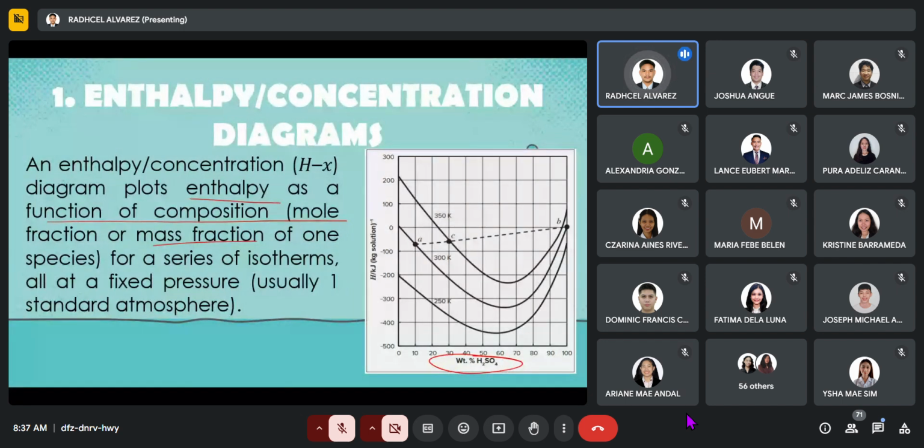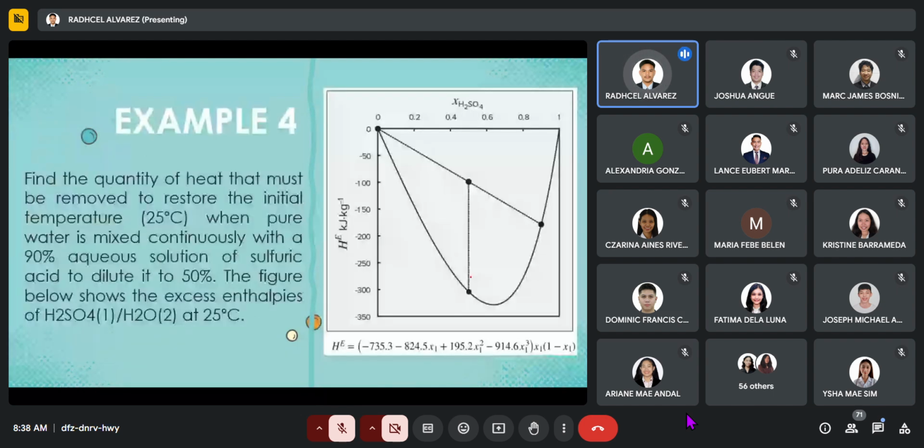Now, since this is a diagram, ang gagawin nyo lang, edi ipa-plot nyo lang. Ano, so let's say for example, meron tayong given dito na 50 ang kanyang weight concentration. E di titingnan nyo lang yung tapat ng 50. Okay? So, ginagamit yung diagram. So, let's try to solve an example. So, we have here the given. Find the quantity of heat that must be removed to restore the initial temperature when pure water is mixed continuously with a 90% aqueous solution of sulfuric acid to dilute it to 50%.